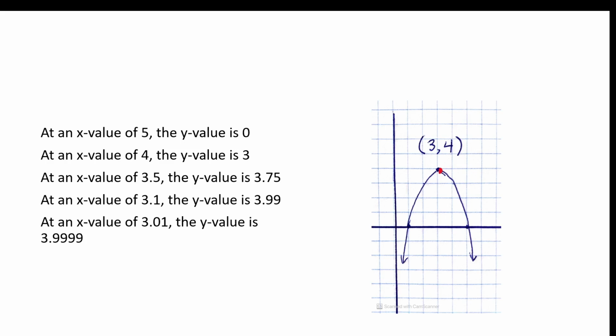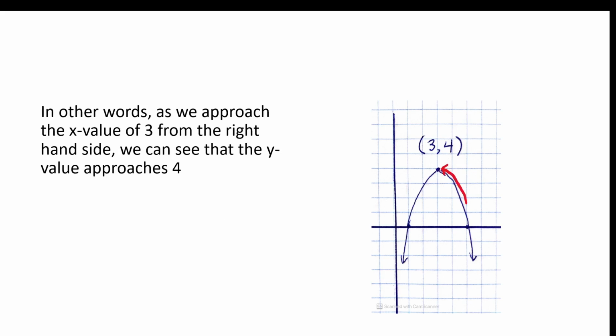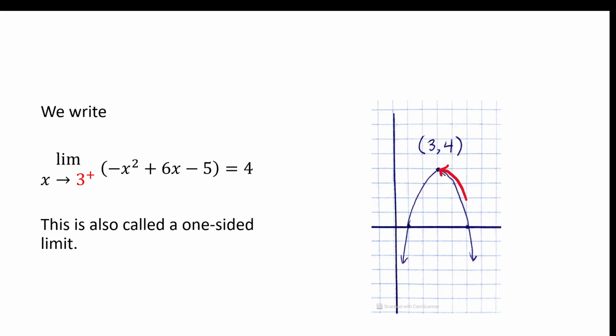It won't get infinitely close to 5 or 6 or some other number, but it will get infinitely close to 4. So we can see intuitively that as we approach an x value of 3 from the right-hand side, the y value is approaching 4. Okay, so we can write that expression right there. And that's also a one-sided limit.